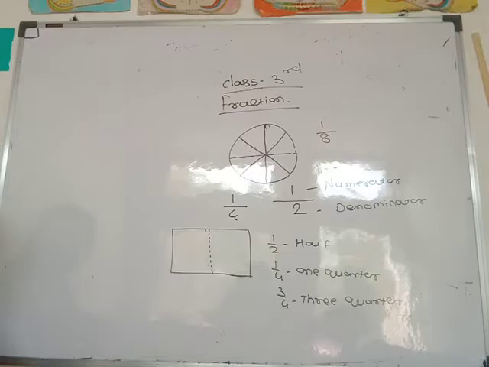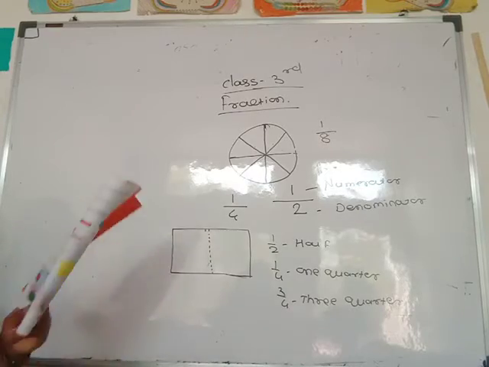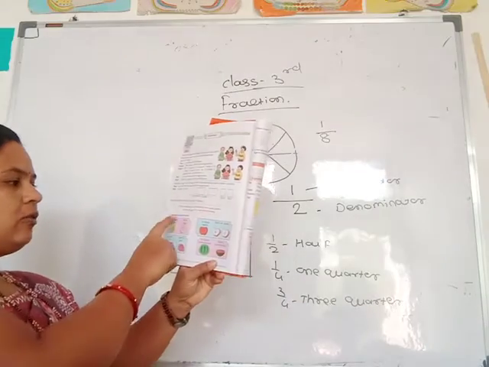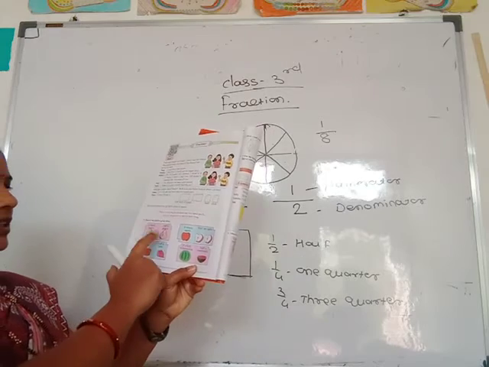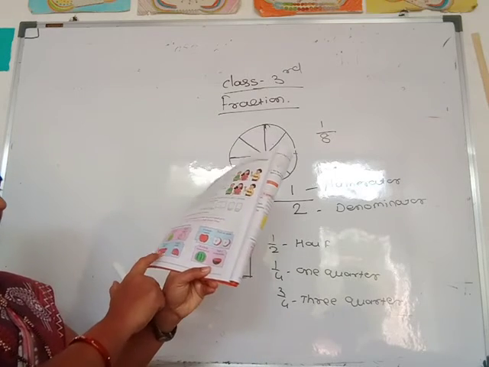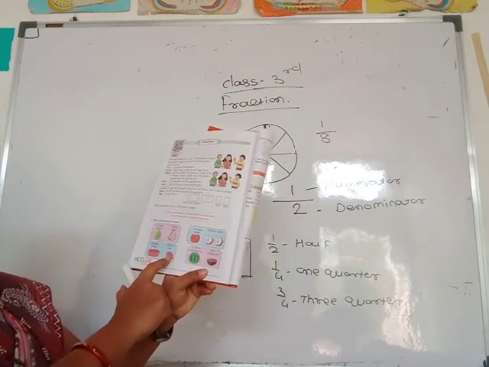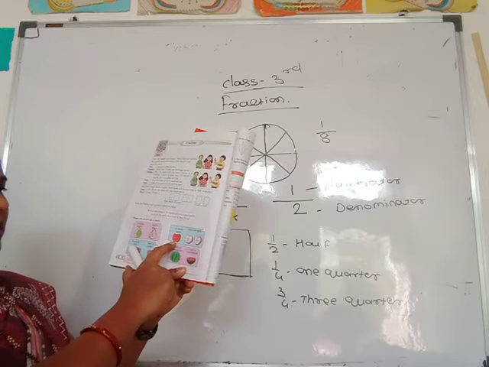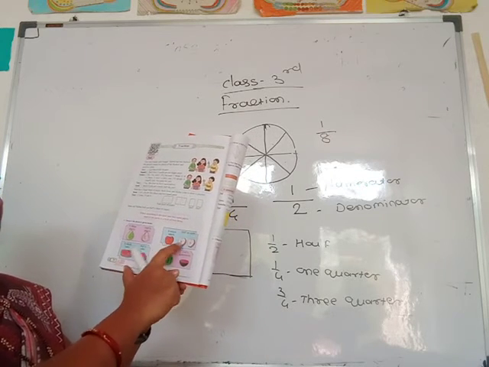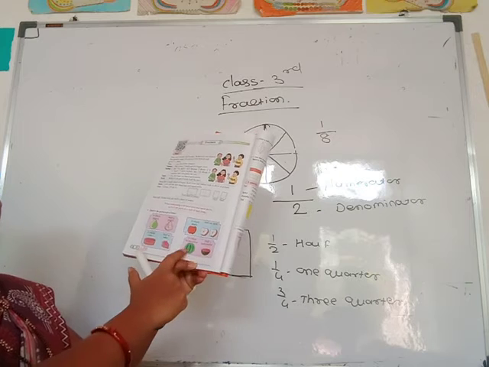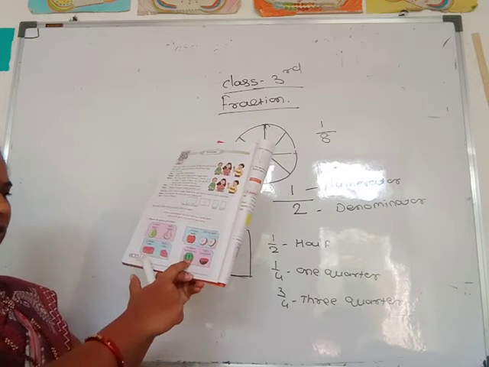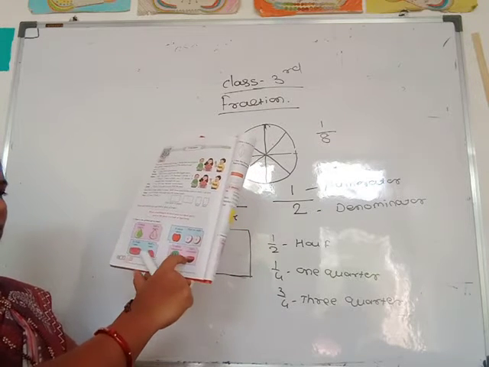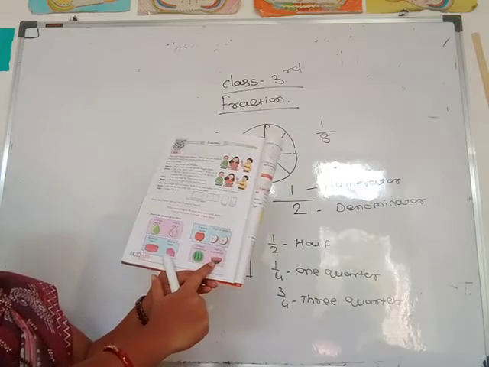Then observe the pictures given below. See here. Here a whole guava. Then this is a half guava. A whole cake, it is divided into two parts. This is half a cake. A whole apple, it is also divided into two parts. This is half an apple, see here. And a whole watermelon, this is also divided into two parts. This is half a watermelon.